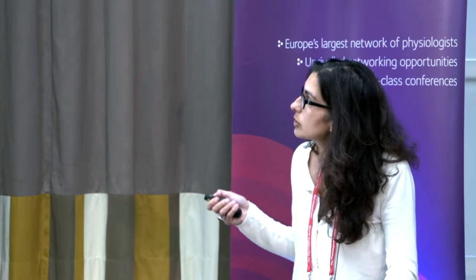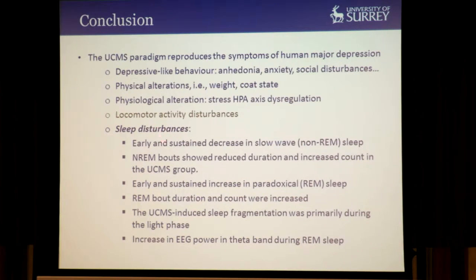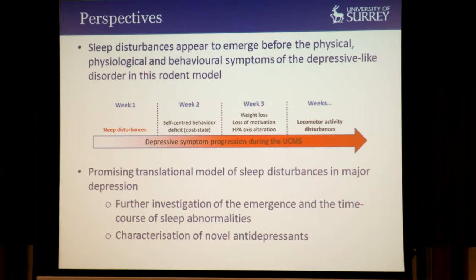Why is it important? Because again, paradoxical sleep has been proposed to be associated with the consolidation of memories associated with negative valence. So in conclusion, this UCMS paradigm is able to emulate many different symptoms of human major depression, and in particular the sleep disturbances, because we are able to recapitulate most of the sleep disturbances observed in humans. And what was very striking to us is the fact that those sleep disturbances emerge right after 3 days of the paradigm, are sustained throughout the protocol, and actually occur before the impairment in self-centered behavior, weight loss, loss of motivation, or the changes in the HPA axis.